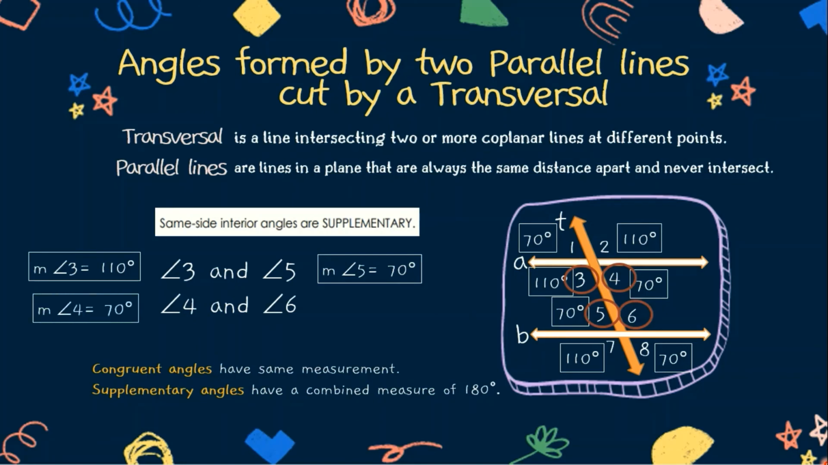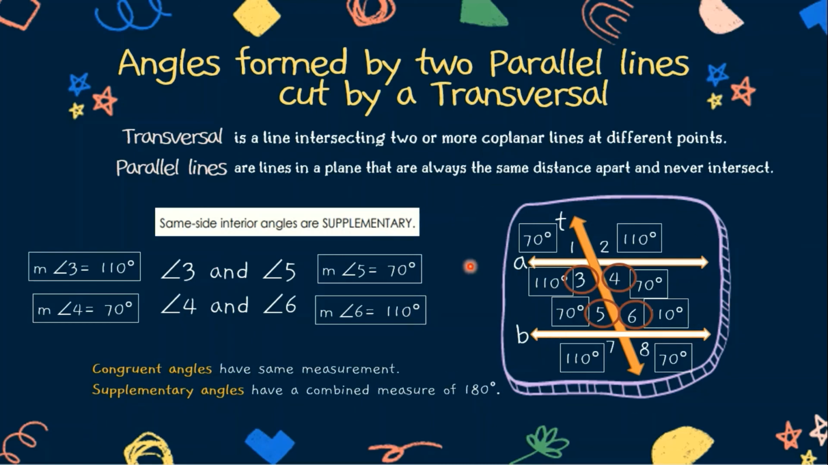Aside from that, ang angle 4 ay 70 degrees and it is supplementary to angle 6, kaya ang sukat nito ay 110 degrees. Therefore, angles 4 and 6 are same side interior angles and they are supplementary.